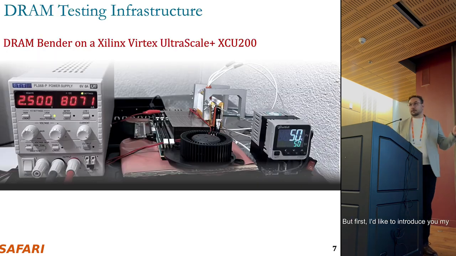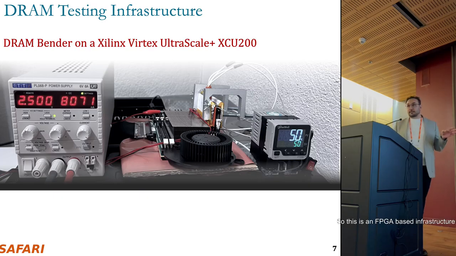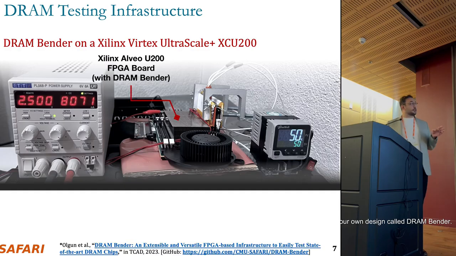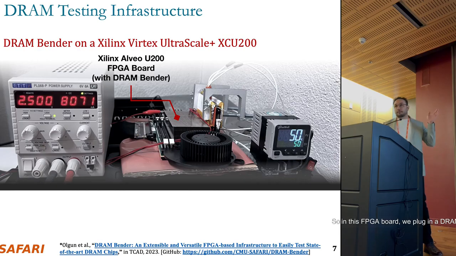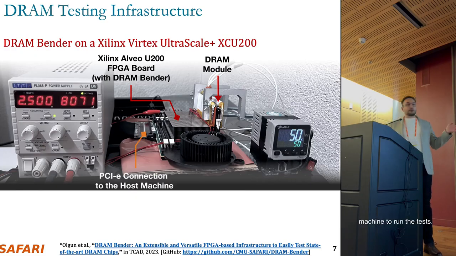But first, I'd like to introduce you to my testing infrastructure. This is an FPGA-based infrastructure which we program with our own design called DRAM Bender. DRAM Bender is open source today and available on GitHub, and it supports multiple FPGA boards and DRAM standards. In this FPGA board, we plug in a DRAM module that we get from the retail store. And this infrastructure is connected to a host machine to run the tests.